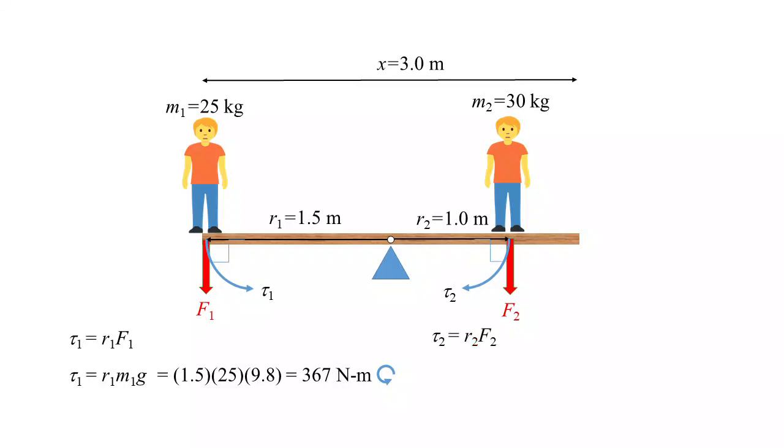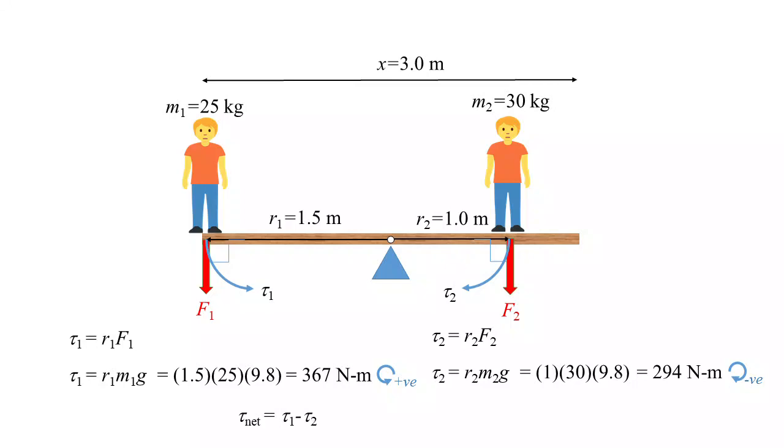We do the same for child 2, where his lever distance is only 1 meter and his mass is 30 kilograms. And this gives us a torque of 294 Newton meters in the clockwise direction. The net torque will be the vector sum of these two torques. Since the two torques are in opposite directions, they will oppose each other. So let's define one direction to be positive, say counterclockwise, which means that the clockwise direction will be negative.